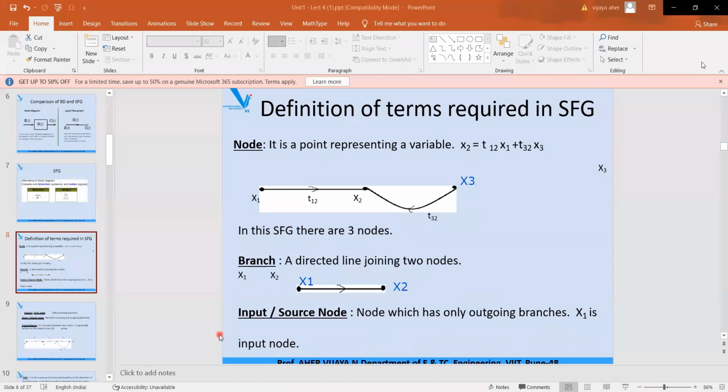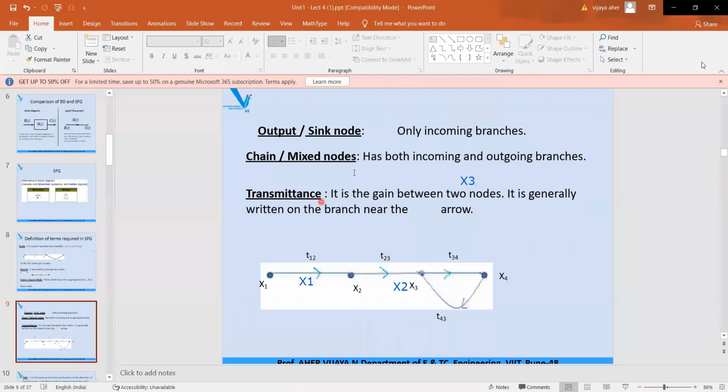Similarly, you should know the next term, that is output node. See what an output node is. We call it an output node or sink node. So only incoming branches. Output node means only incoming branches. Then mixed node or chain node, which has both incoming and outgoing branches. So look, this node has both incoming and outgoing. For example, a chain or mixed node is nothing but one having both incoming and outgoing branches. Let me remove this for a minute.